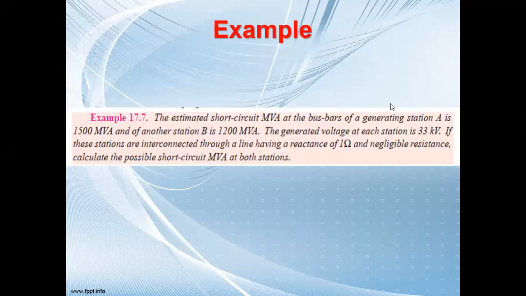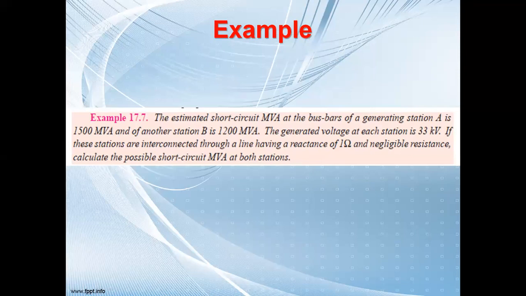So we'll solve more numerical problems on the various kinds of symmetrical faults occurring in the line, and what should be the fault current and what should be the fault MVA. Some of the problems we have already taken, but we need to take some more examples so that you will feel comfortable while solving this kind of problem.